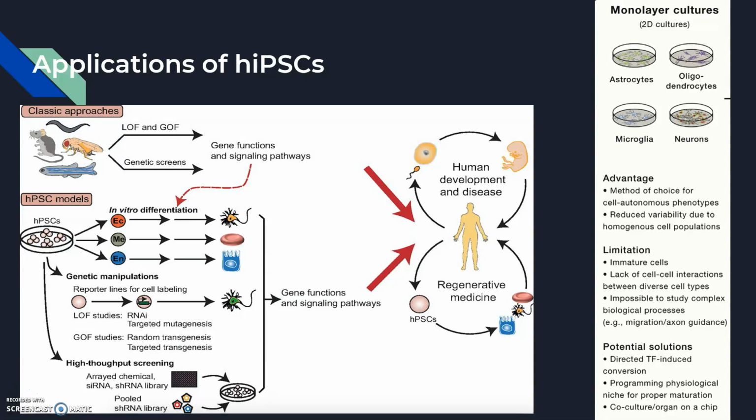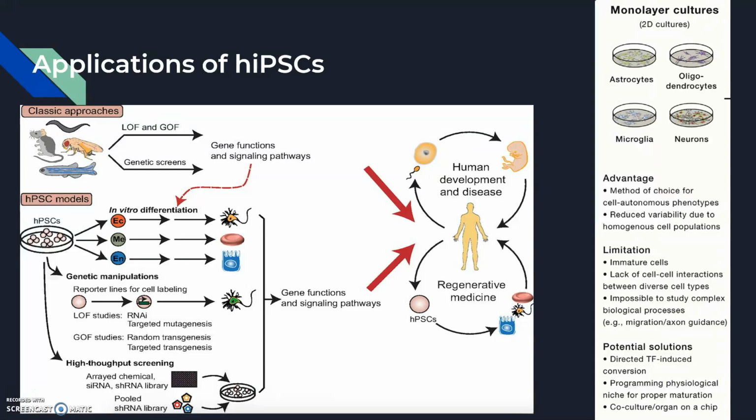HiPSCs can be used to study complex human diseases, specifically neurological disorders such as amyotrophic lateral sclerosis, or ALS. Studies of the central nervous system have been difficult to investigate because it is hard to obtain live brain tissue. However, the implementation of HiPSC technology has allowed us to study human brain physiology and neurodegenerative diseases.